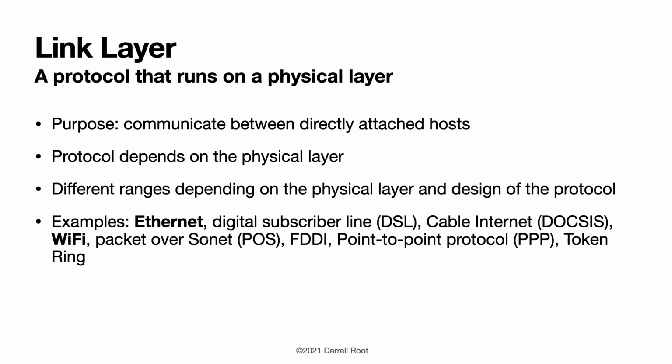Here are some examples. Ethernet, which can run on top of copper or fiber, different types of fiber. Digital subscriber line. Cable internet, also called DOCSIS, which can run on top of the coaxial cable. Wi-Fi, also called wireless Ethernet. Packet over SONET. FDDI, which is fiber distributed data interface. The point-to-point protocol, which used to run over telephone modems. We have token ring, which is now an obsolete physical layer, which was an early competitor to Ethernet.